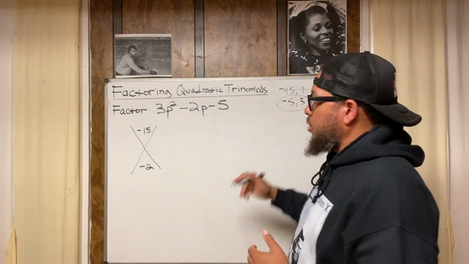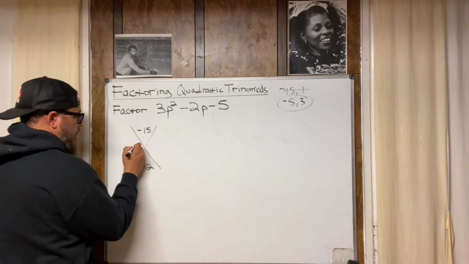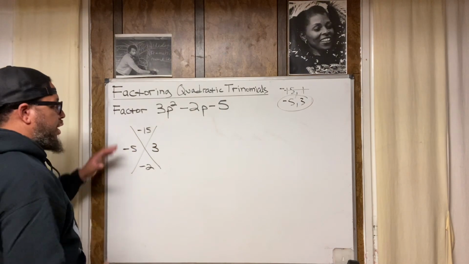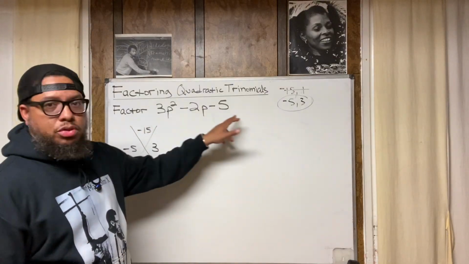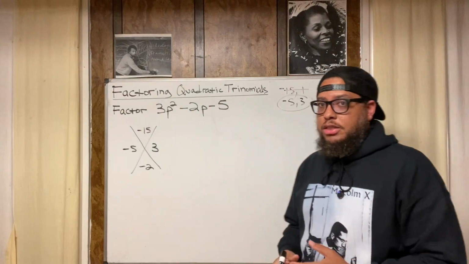So what do I do with these numbers? I write them on this side and this side. I put one of them over here, negative 5. And I put the other one over here. This is a positive 3. Now, from here, I rewrite the original expression, my next step, right? So if you're writing the steps down, make sure you write this as your next step.